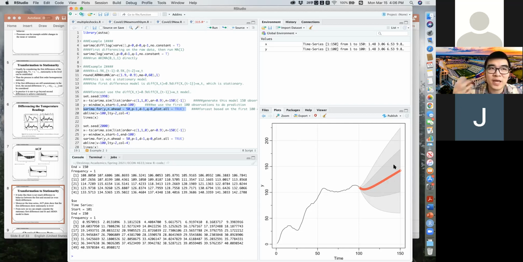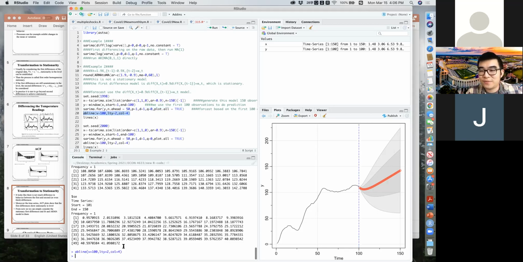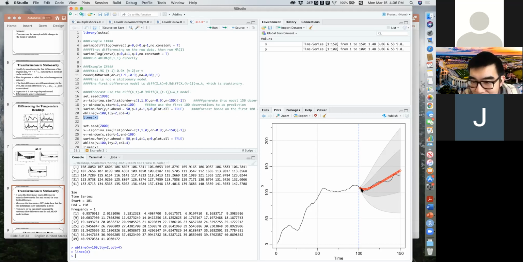The reason is that we have this non-stationary component in this model. So it is not surprising that the mean square prediction error, or this confidence interval, will not converge; it will diverge. Okay, now let's put our true data back to this graph. This black line from 100 to 150 is our true data.